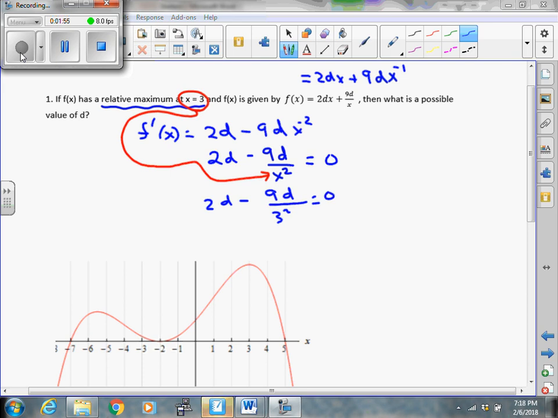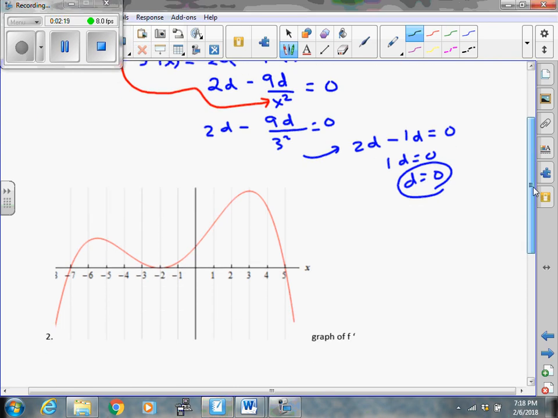And look what we get. This is so nice. We get 2d minus 1d equals 0. So 1d has to equal 0. D has to equal 0. And that's what I'm looking for. Did I answer the question? I found the value of D.